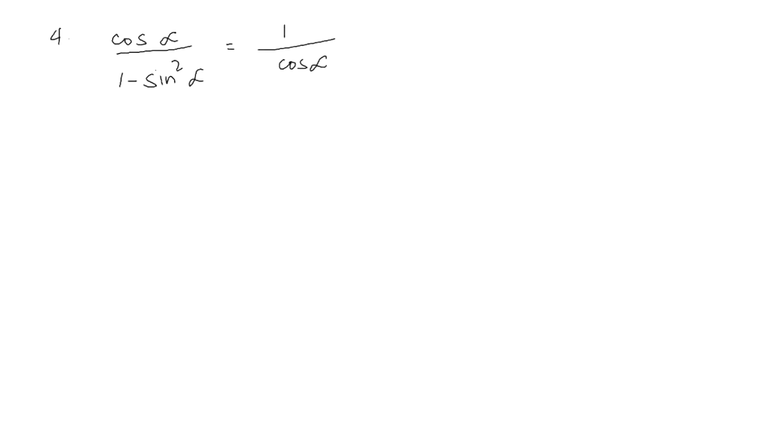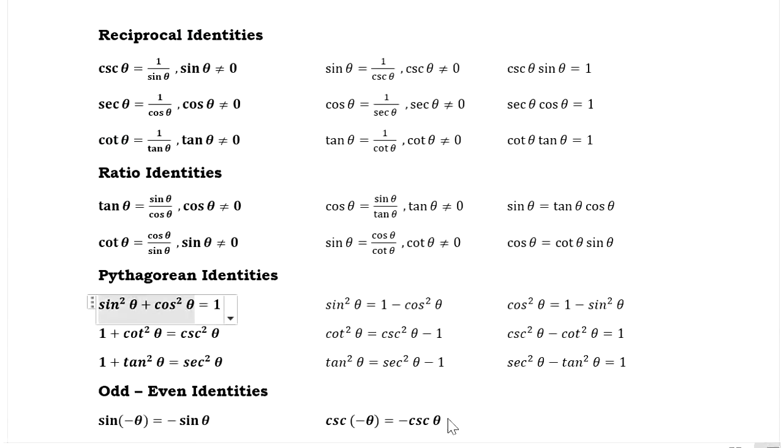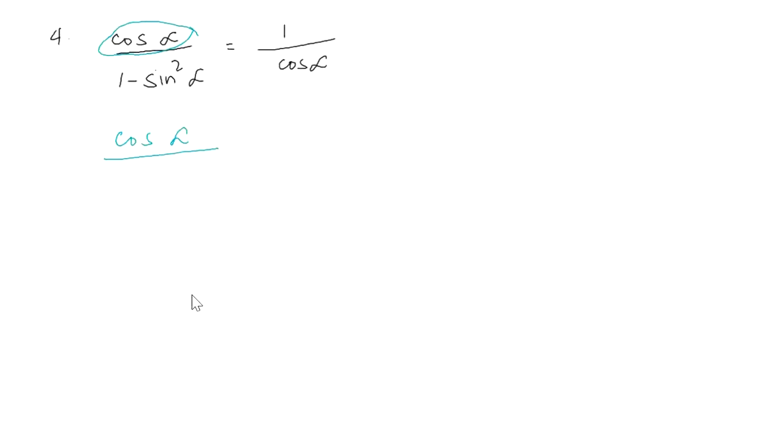Since our numerator is already in the cosine function, I just copied it. So, that is cosine alpha over 1 minus sine squared alpha. Let's look at our fundamental identities to see if we can find something. 1 minus sine squared alpha is equal to cosine squared alpha. So cosine alpha over cosine squared alpha.